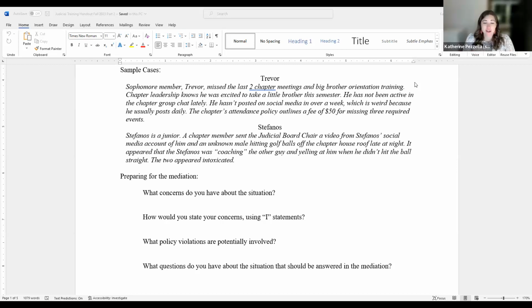Sure, and I agree. Depending on what you find out, this might escalate to a J board. But if you were going to approach it with a mediation first to get more information, how would you approach it, following the questions there? Like, what concerns do you have about the situation? How would you communicate them using I statements? And what policy violations would you want to point out to him about this?